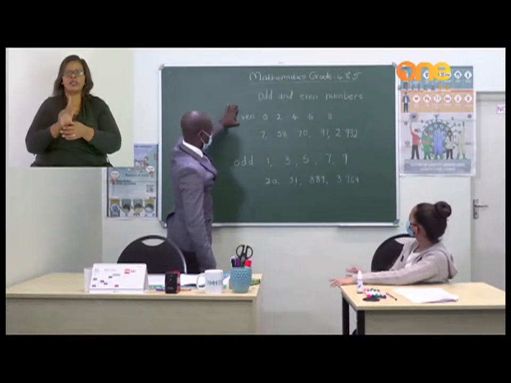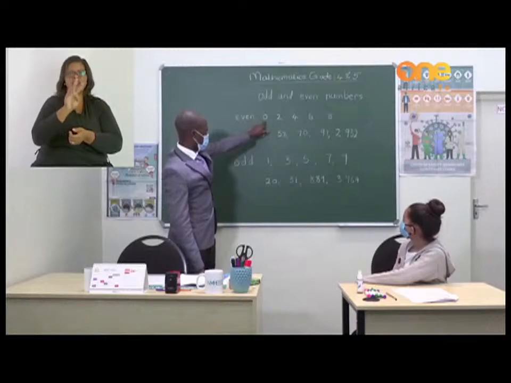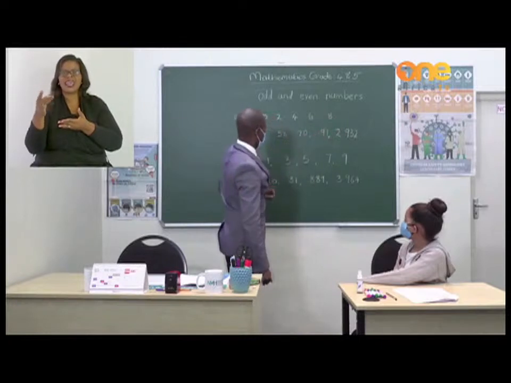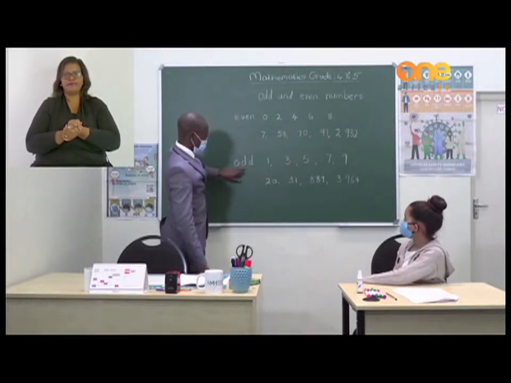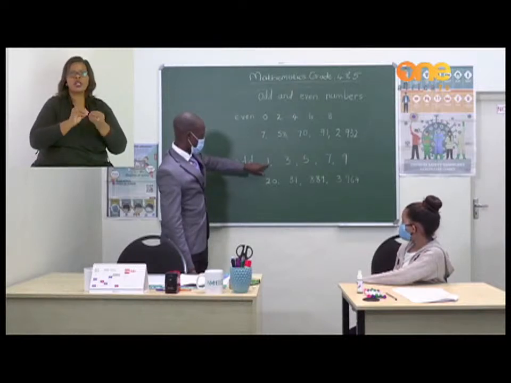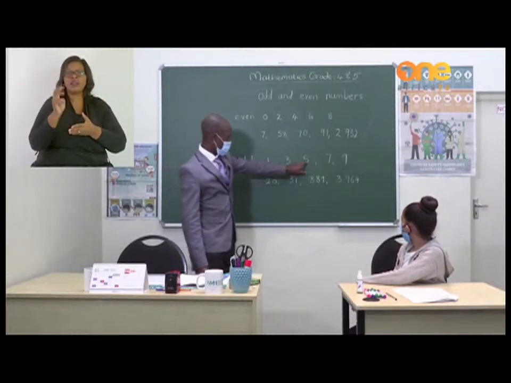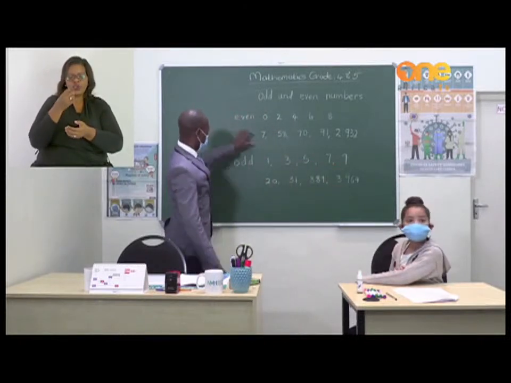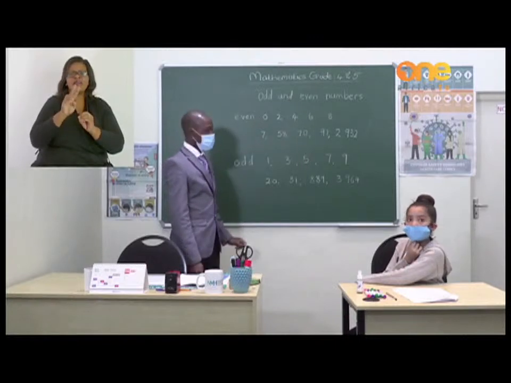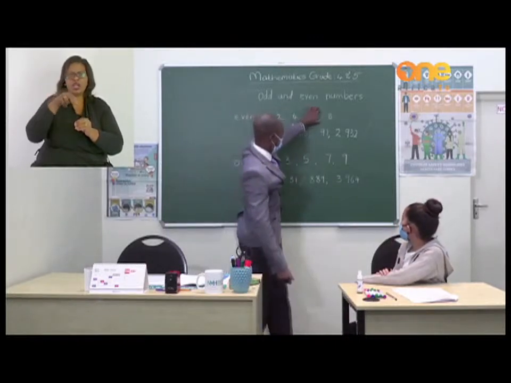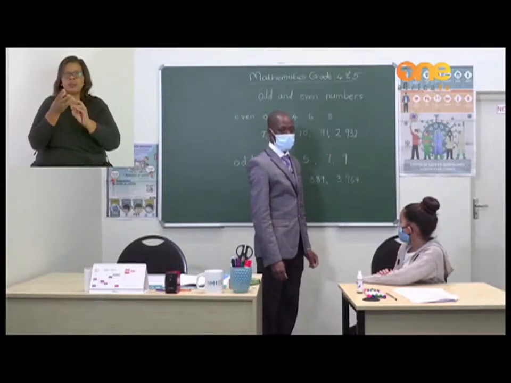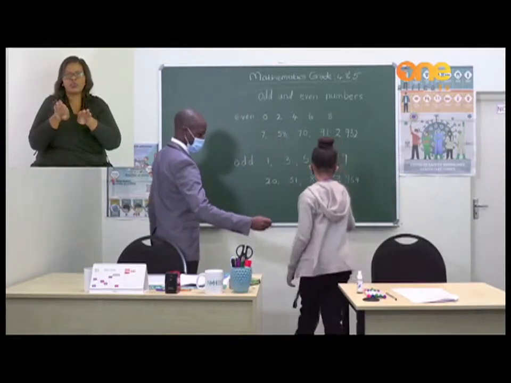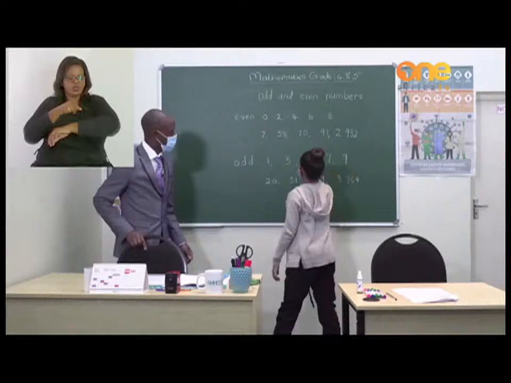Even numbers are supposed to end with 0, 2, 4, 6, 8. And odd numbers, their units are supposed to have 1, 3, 5, 7, and 9. So whenever you are identifying your even numbers, you just look at the unit. If the unit is one of these numbers, it means that number is an even number. Chanel, can you come and help us to identify even numbers? Just underline them.